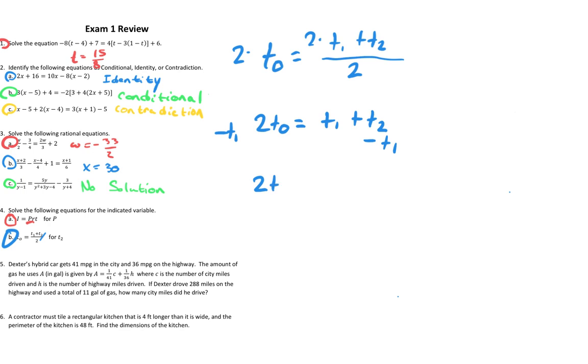Now we get 2t0 minus t1 is equal to t2. And now we're going to rearrange it so that we have the thing that we're solving for on the left-hand side, equal to the remaining parts.